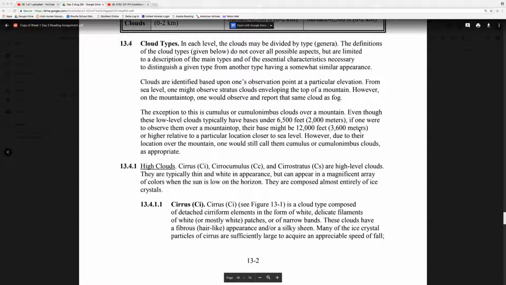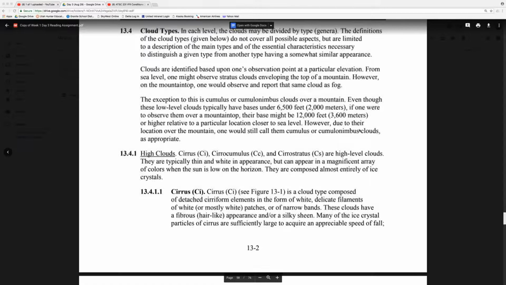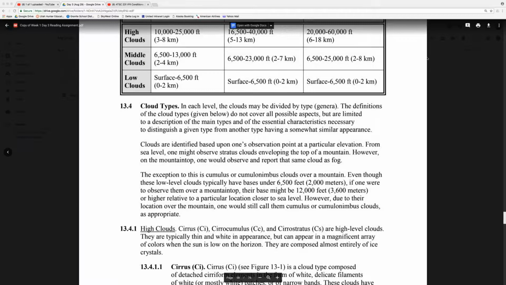The important thing to know about cloud types and elevation is that whenever we look at our weather forecasts, or what's currently happening, typically we have a station near the airport, right? And what it's doing is measuring the base of the clouds, okay?